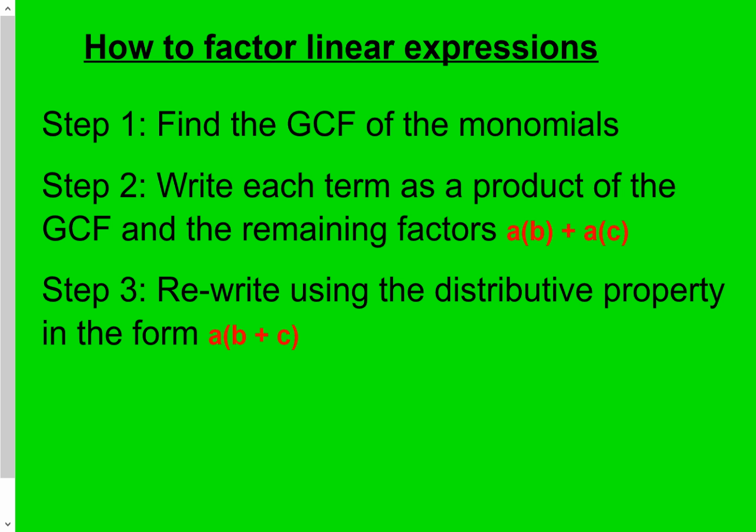How to factor linear expressions. Step 1. Find the GCF of the monomials. Step 2. Write each term as a product of the GCF and the remaining factors. You're going to have it in the form A times B plus A times C, where A is going to equal your greatest common factor. Step 3 is to rewrite using the distributive property in the form A times quantity B plus C.